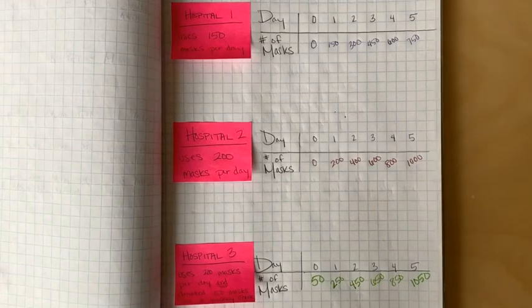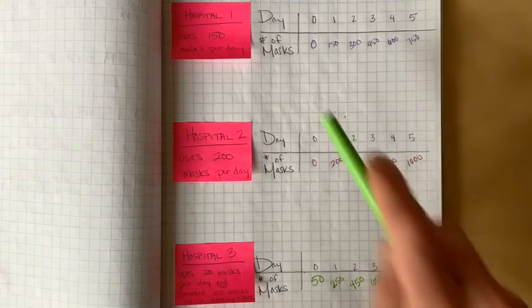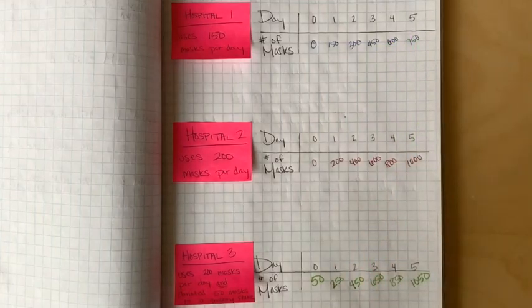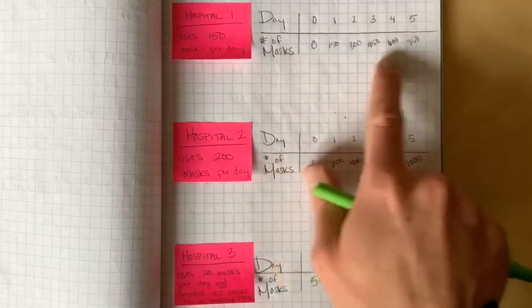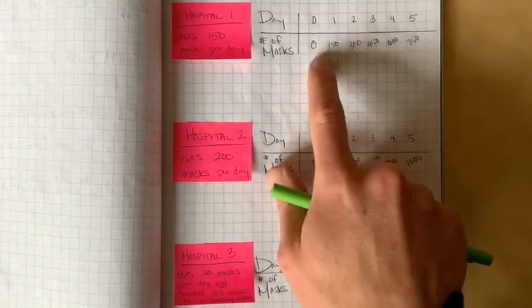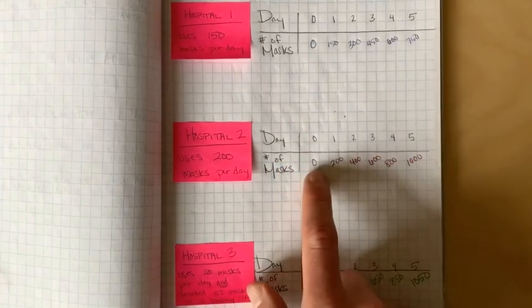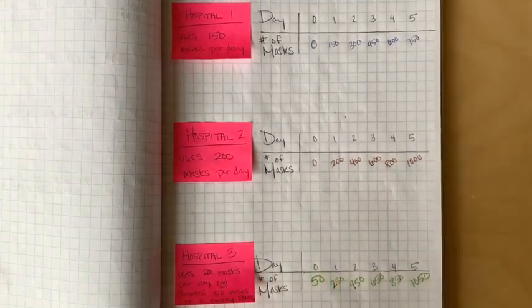Looking at these 3 tables, this information looks pretty similar to what we were talking about in school before the schools were closed. We were talking about rate tables and constant of proportionality. We said constant proportionality is whenever the numbers are increasing by a constant number. Each day here, the number of masks are constantly increasing by 150. Down here, the number of masks are constantly increasing by 200.